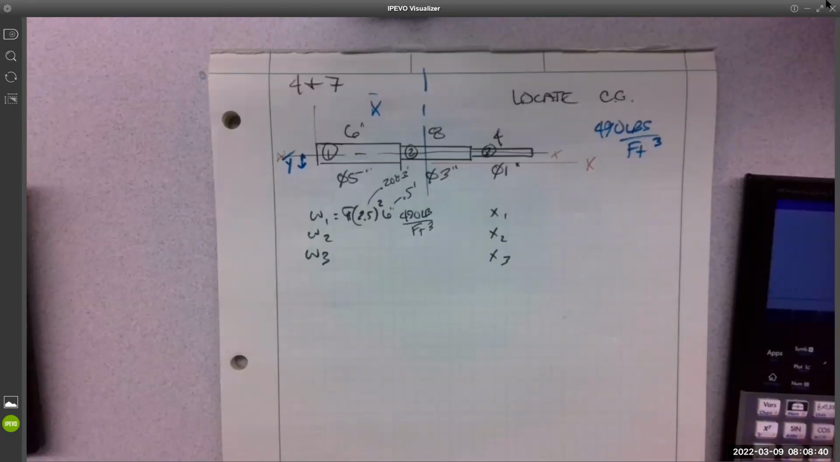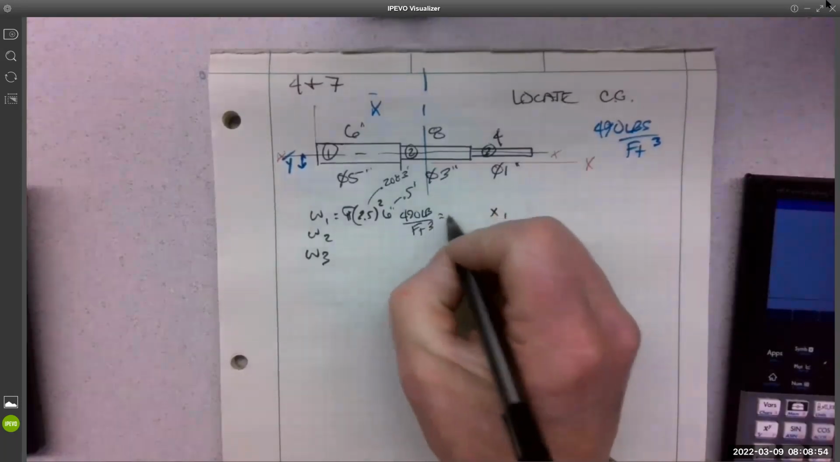Let's see what I got. 0.5 times 490 times pi. I got 33.41. Okay.